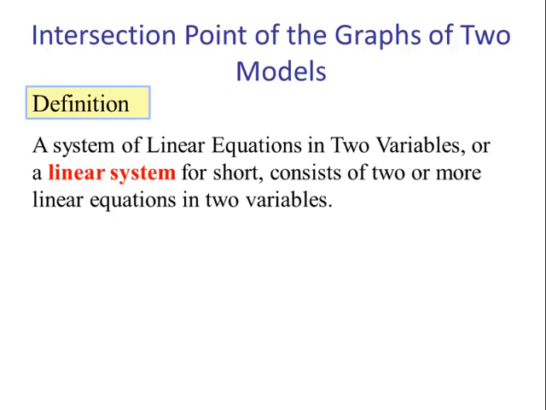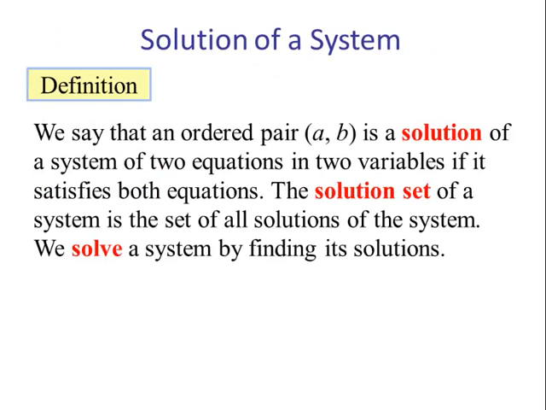Definition: a system of linear equations in two variables, or a linear system for short, consists of two or more linear equations in two variables, normally x and y. Solution of a system. Definition: we say that an ordered pair (a, b) is a solution of a system of two equations in two variables if it satisfies both equations. The solution set of a system is the set of all solutions of the system. We solve a system by finding its solutions.